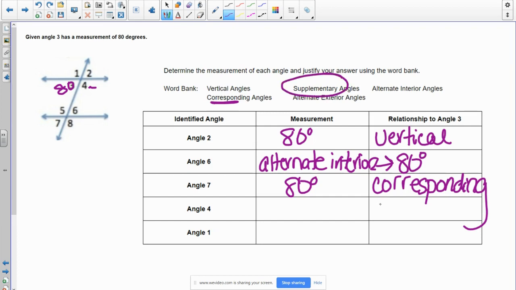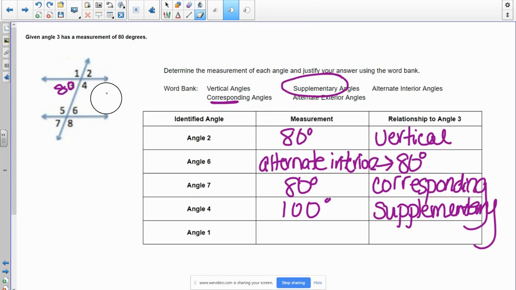Okay, and supplementary angles, we'll write what they are. Supplementary angles have to equal 180 degrees. So if I know that angle 3 here is 80 degrees, then I know that angle 4 here has to be 100 degrees. Because when you add those two up, they equal 180.